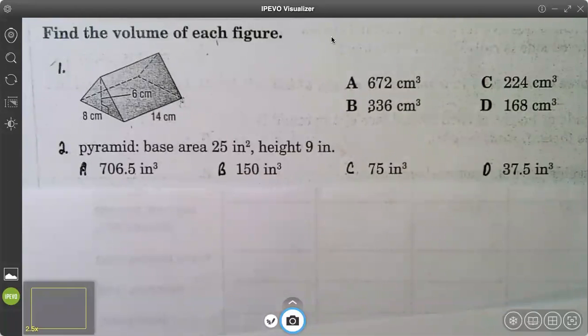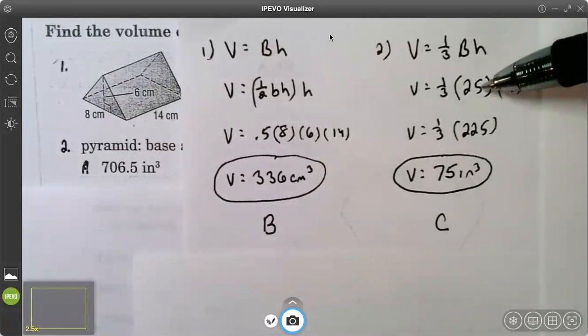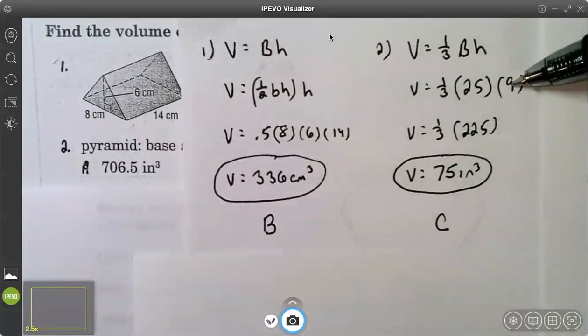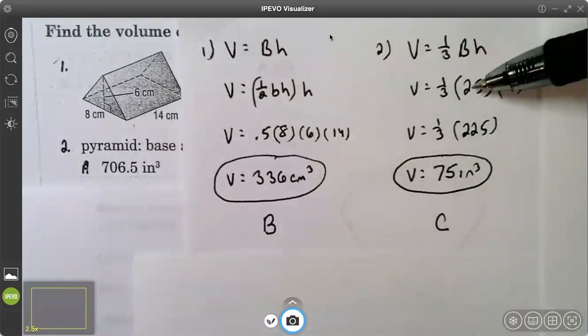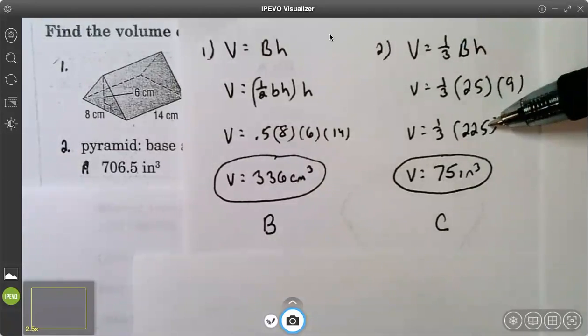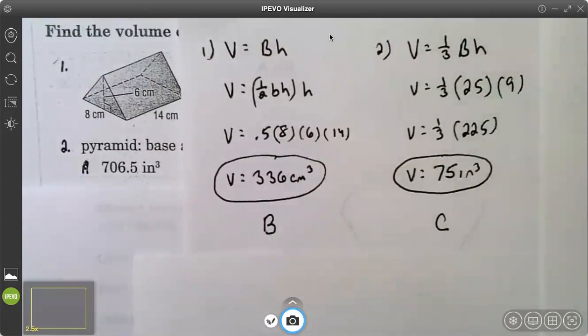Try number 2. Find the volume of a pyramid with a base area of 25 square inches and a height of 9 inches. The answer is C. You had a base area of 25, a height of 9, and it's a pyramid, so the formula is 1/3 big BH. Plug those in. 25 times 9 is 225, and 225 divided by 3 is 75 cubic inches. Multiplied by 1/3, dividing by 3, same thing.